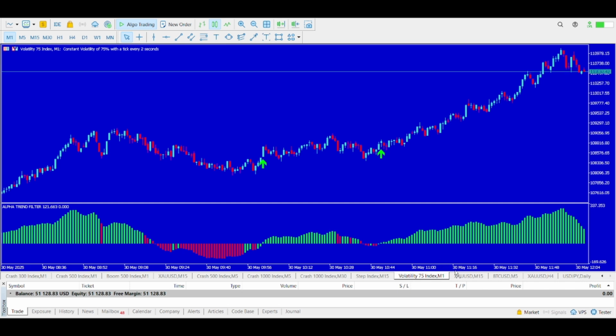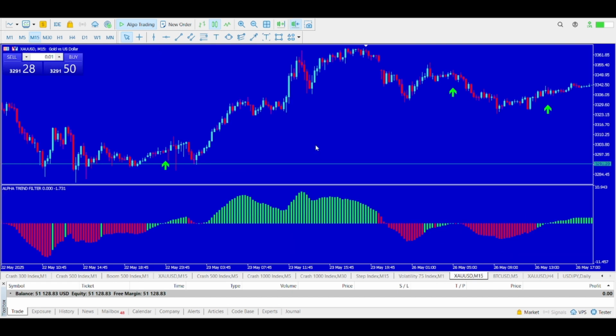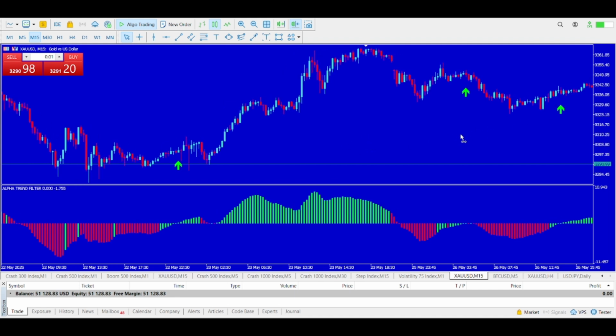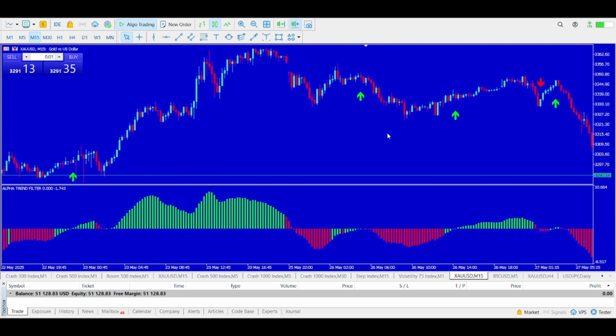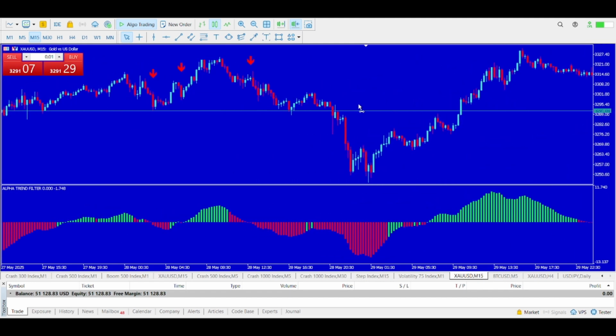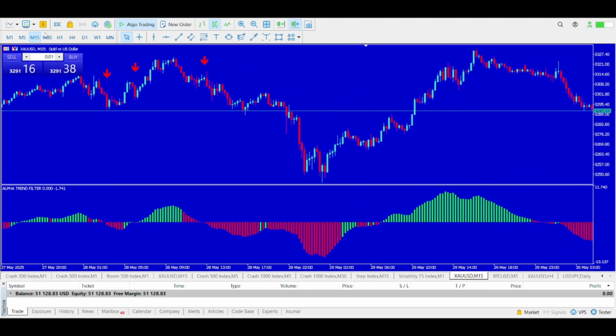Let's look at gold. I know there are so many people who will enjoy trading gold. So let's look at gold, and we are on the 15-minute time frame. So the same rules still apply. Let's look at this particular example.